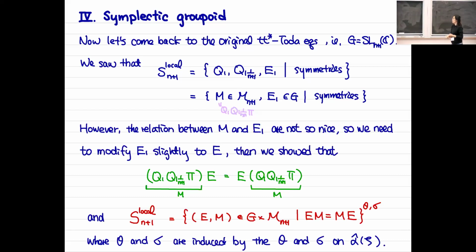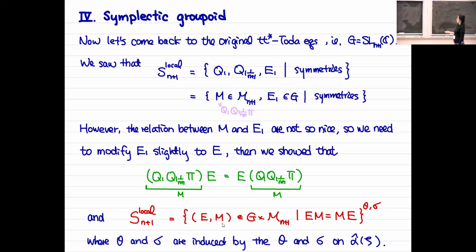So if you look at M and E1, the natural one, their relation is not very nice. So we modify the E1 a little bit to E. Then we actually have this commuting relation. So this M and E becomes commuting. So the space that we want to consider now translates into this very nice description.